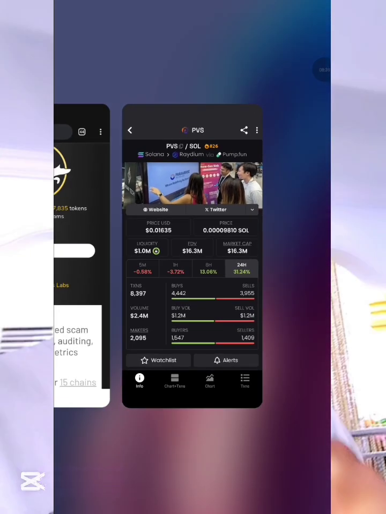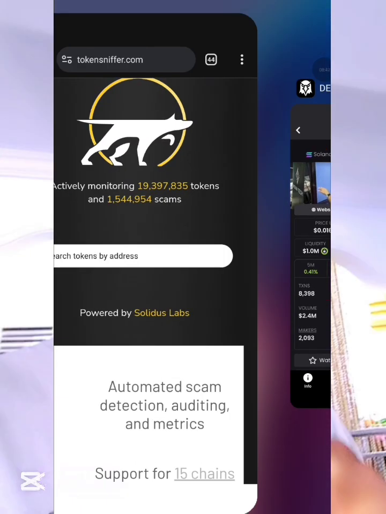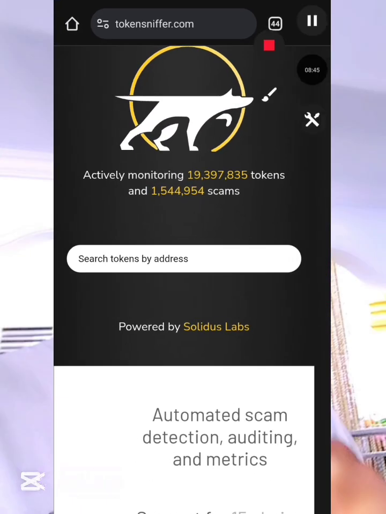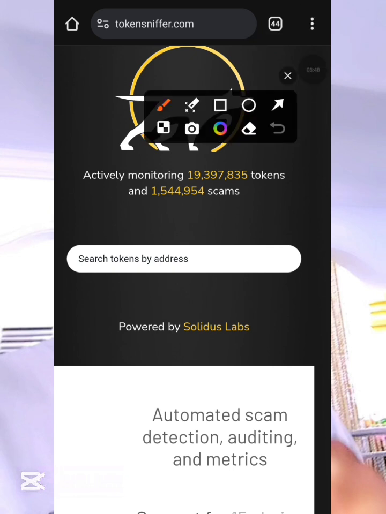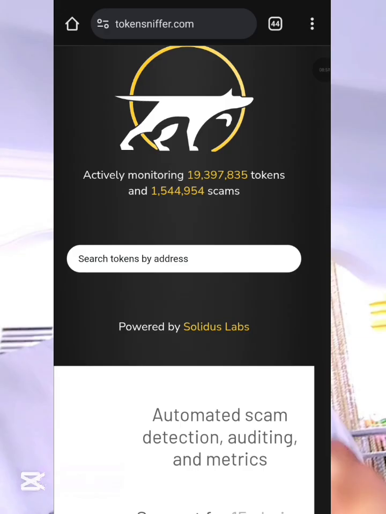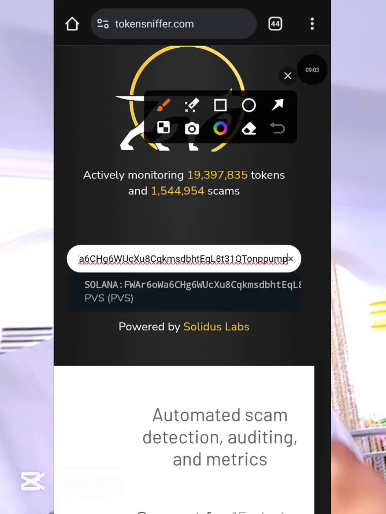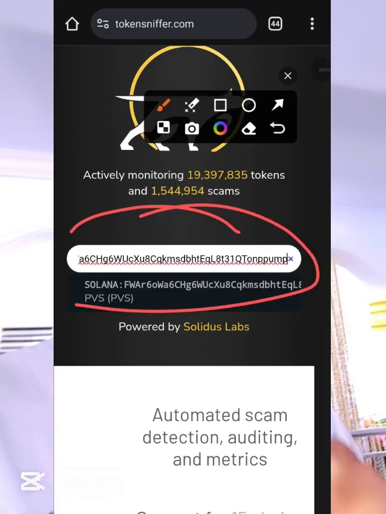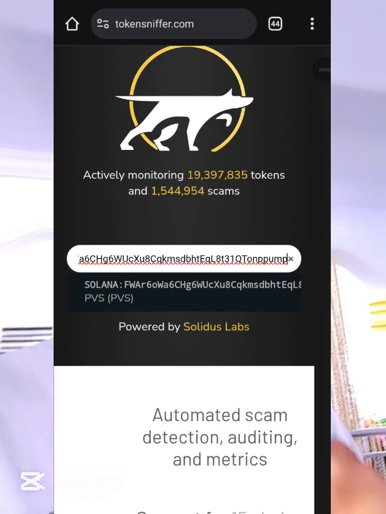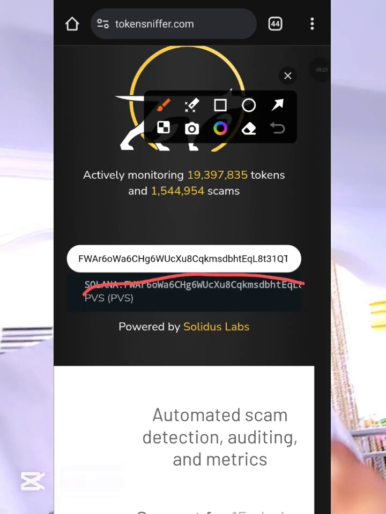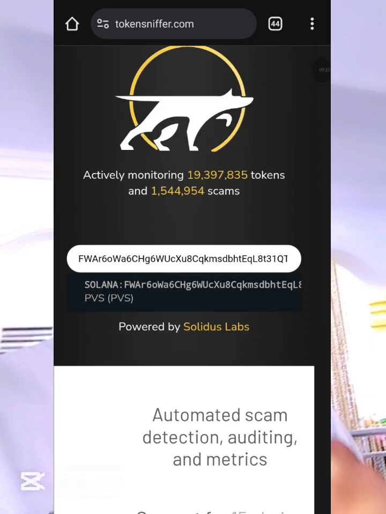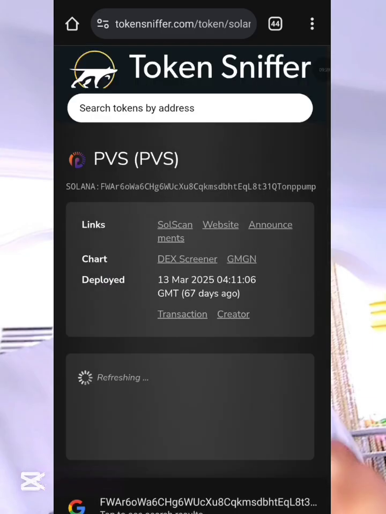TokenSniffer. Now let's go. It's another platform, a website. Look at the name here: TokenSniffer. Then the contract address of the token PVS that I copied, I'm going to paste it here. Look at it, I have actually pasted it. The next thing I'm going to do, after I pasted it, is to just click here so that it will do the analysis. So I'm going to click here and let's wait for it.